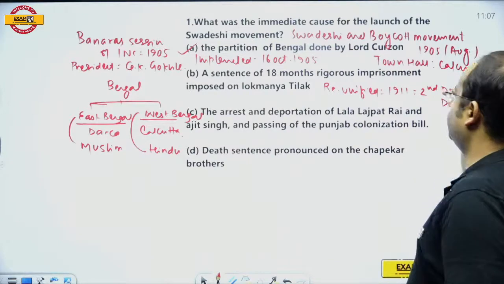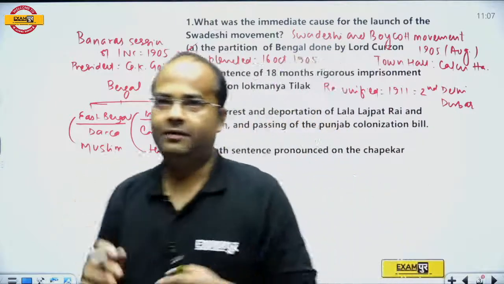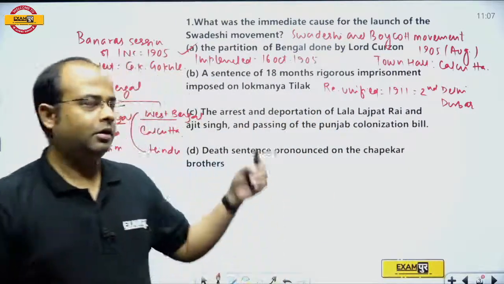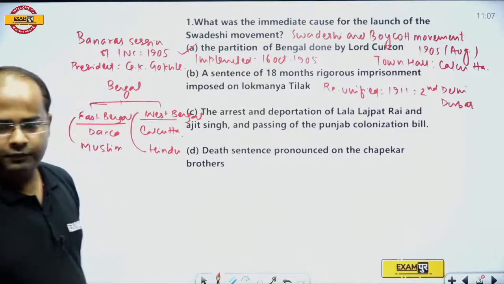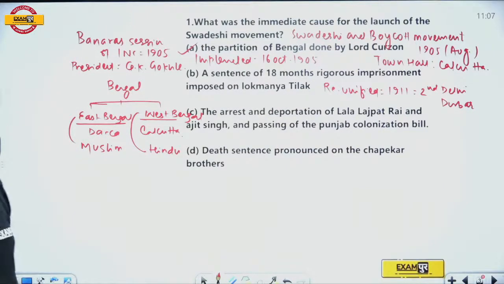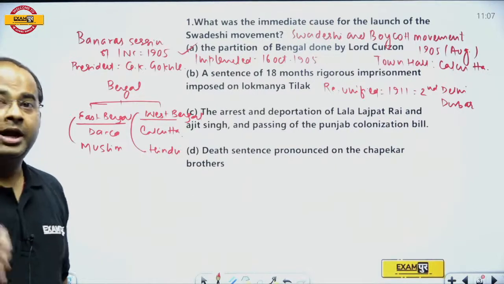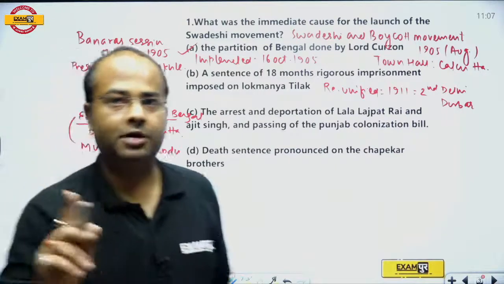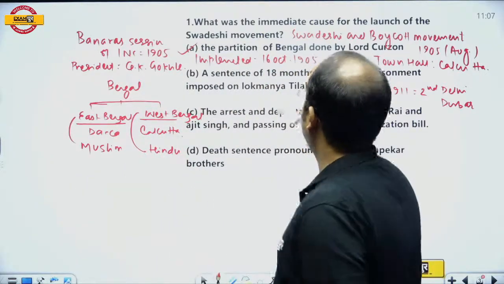So Bengal was reunified, that means it was reunited in 1911 in the second Delhi Darbar. Therefore, guys, the correct answer will be option A. That is the partition of Bengal that was done by Lord Curzon, and Lord Curzon always believed in the policy of divide and rule.